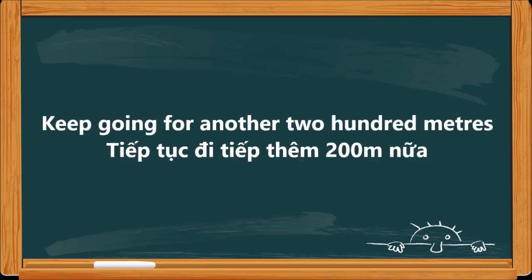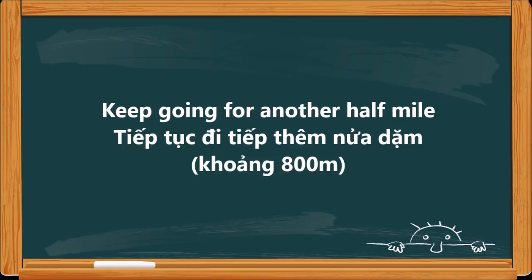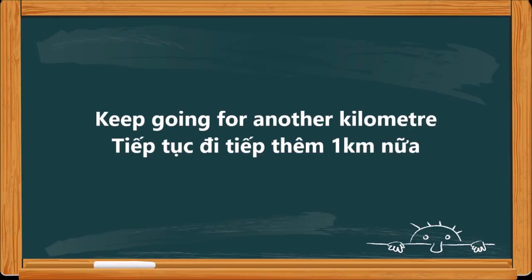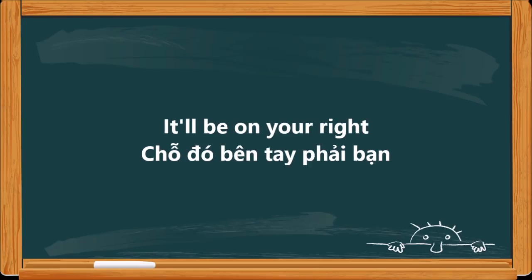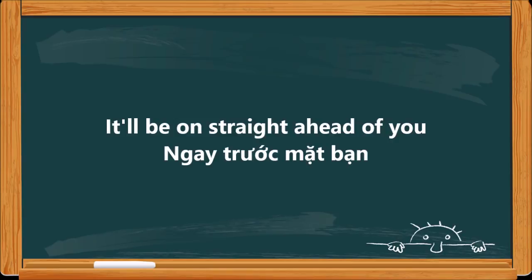Keep going for another 200 meters. Keep going for another 1/2 mile. Keep going for another kilometer. It'll be on your left. It'll be on your right. It'll be straight ahead of you.